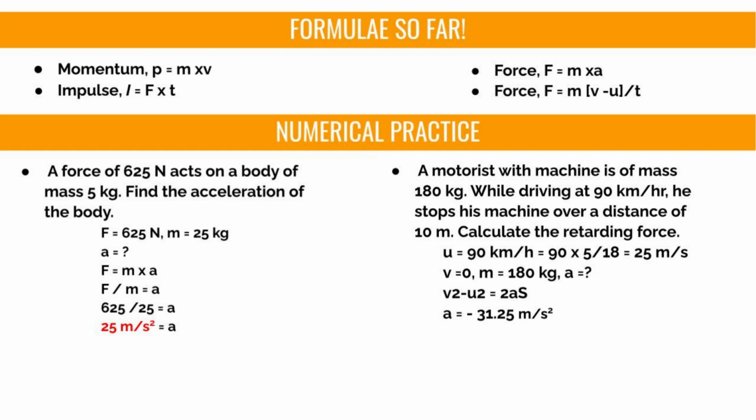First we will find the acceleration using the formula v square minus u square equals 2as. Putting the values of u, v, and s, the acceleration is minus 31.25 meter per second square. Now, the formula of force is F equals m multiplied by a. Putting the values of mass and acceleration, the expression becomes F equals 180 multiplied by 31.25, which is 5,625 Newton.